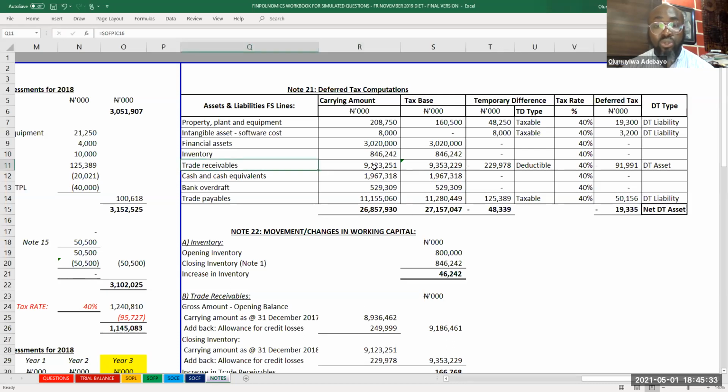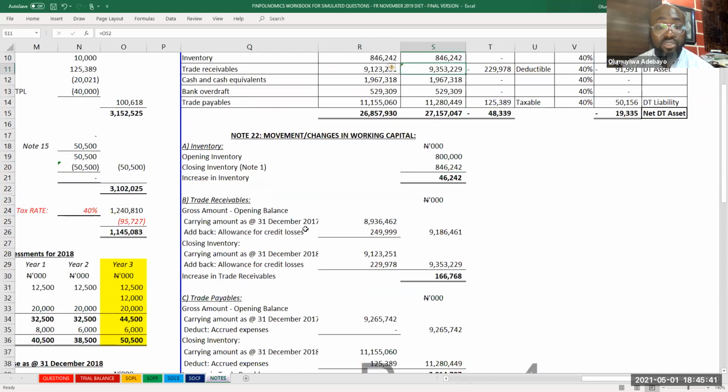Now, trade receivable, our carrying amount is what we have in our balance sheet, but what is our tax base? Okay, our tax base is this. Look at it here. Let me do this analysis. Let me use spotlight to show it. The gross amount of our opening balance, carrying amount was this. Remember that we add back allowance for credit loss, which means if you have not deducted your expected credit loss, your trade receivable balance as gross amount will be higher, and it will have been 9.186 million.